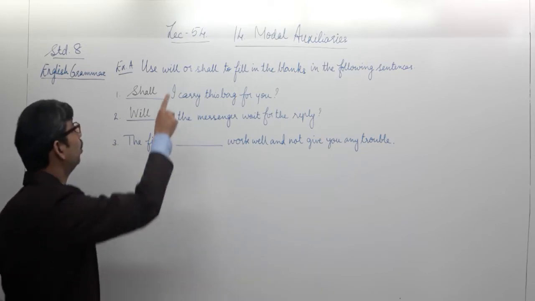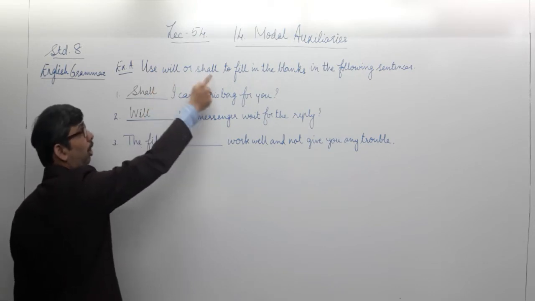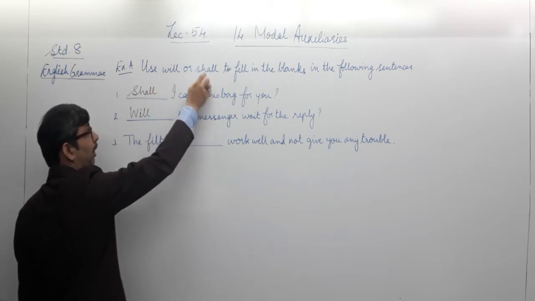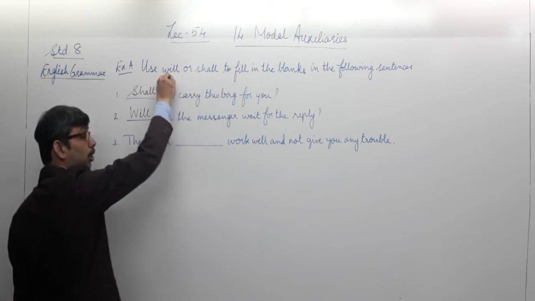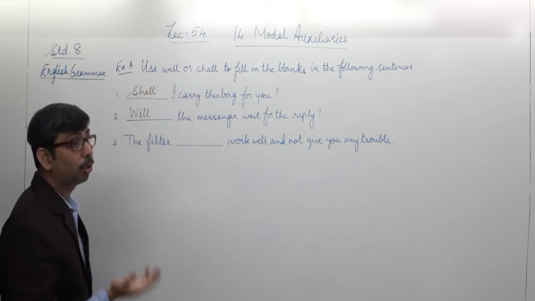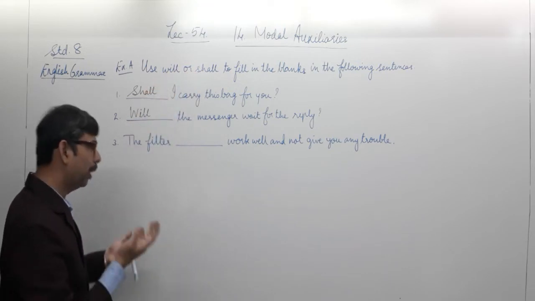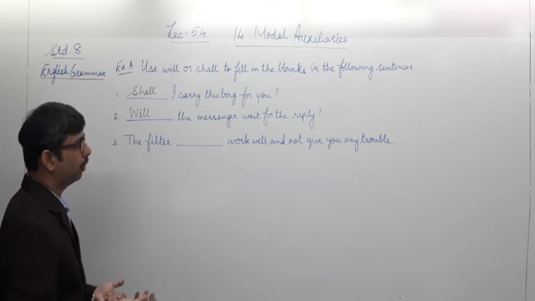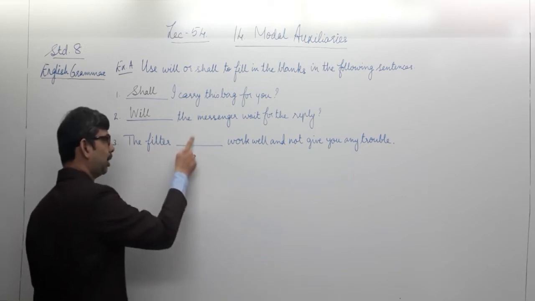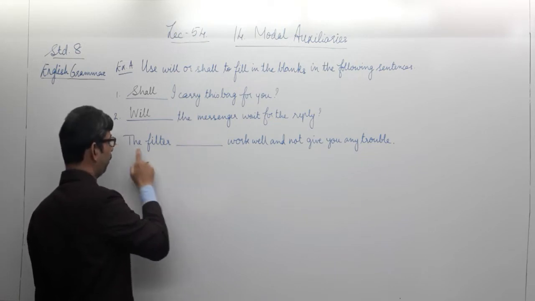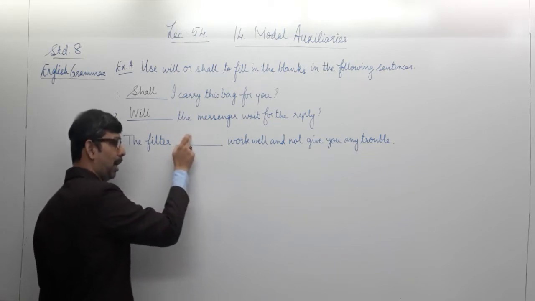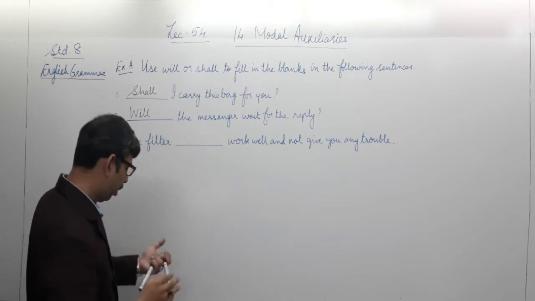For that, we will use the word of compulsion and not the word shall over here. Well, shall can be used as a command word. Will shows a compulsion, giving you an assurity over here, certainty that it will definitely work well, it will not give you trouble. So I will not be writing shall, I am writing will over here. The filter will work well, and don't write the filter shall work well.